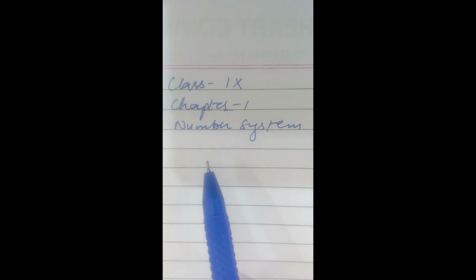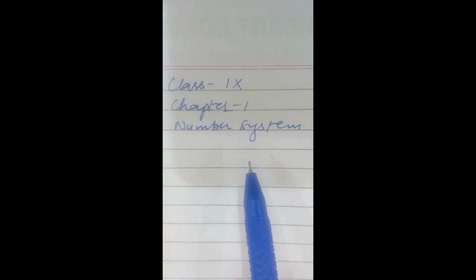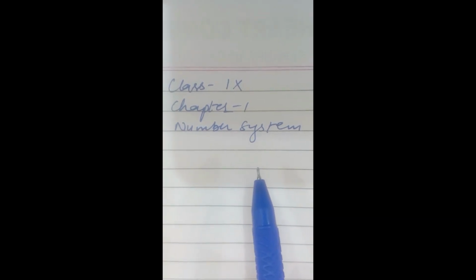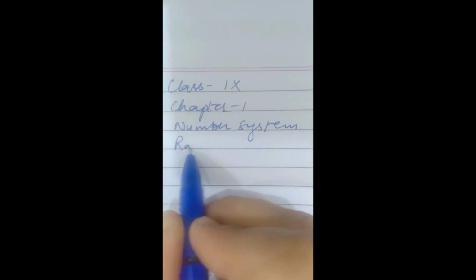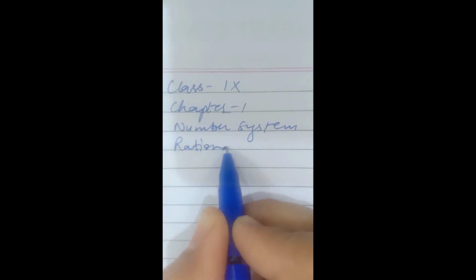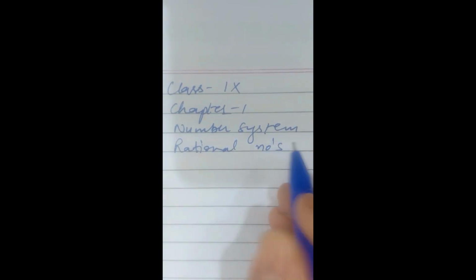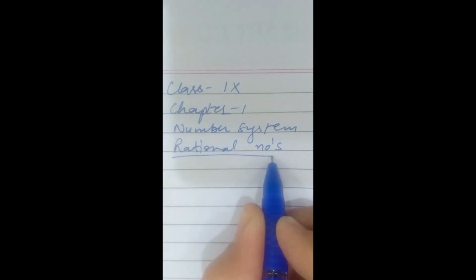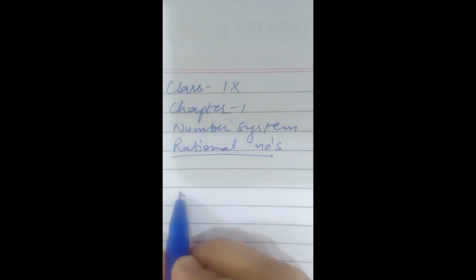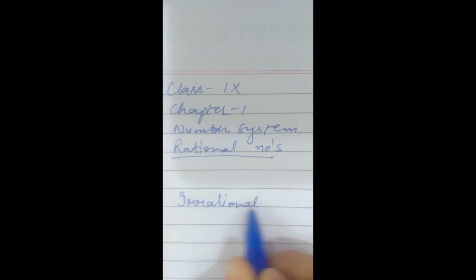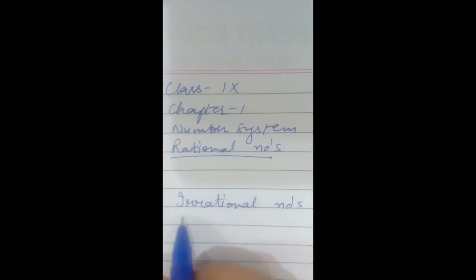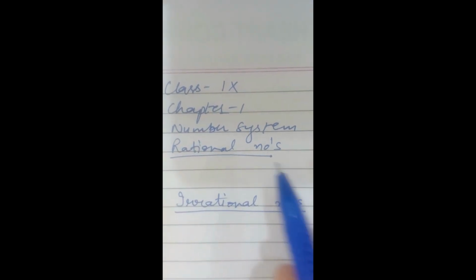But the concept of rational numbers and irrational numbers is there, which some students are facing doubt about. So I'm going to recapitulate the same, right? There are two types of numbers which were giving confusion to the students: one was rational numbers and the other is irrational numbers. Now I'm going to discuss these two again.